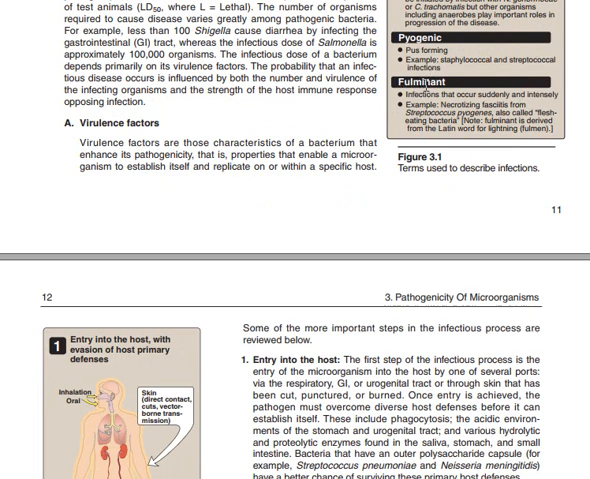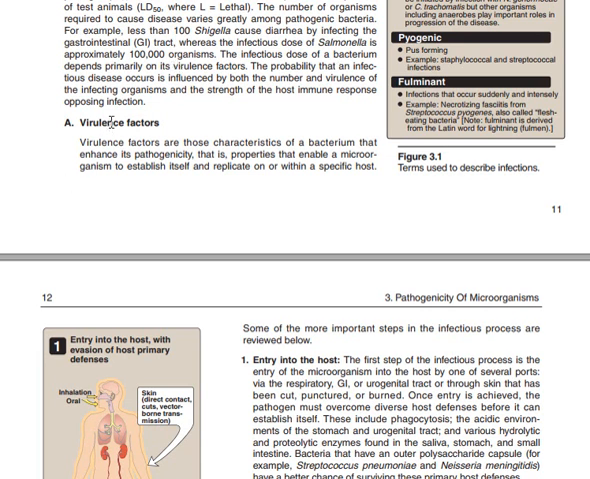Now the next one is fulminant. The definition of fulminant is an infection that occurs suddenly and intensely. An example is necrotizing fasciitis from Streptococcus pyogenes. It's also called flesh-eating bacteria, necrotizing fasciitis caused by Streptococcus pyogenes. So that is what you're going to visualize.